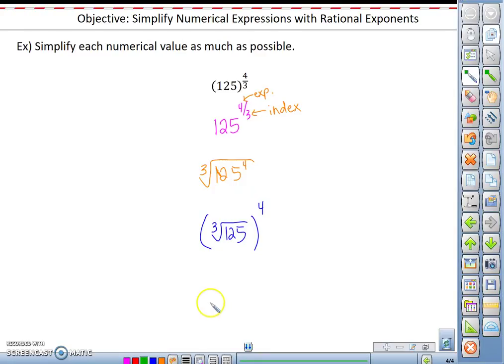And then knowing our perfect cubes, we recognize, okay, the cube root of 125 is going to be 5, and that gives us 5 to the 4th power. The better we know our powers, the easier this is. If we don't know what 5 to the 4th is confidently, then we should do the basic math over on the side. But 5 to the 4th power is 625. So once we determine that, that would be our final answer. All right, next problem.